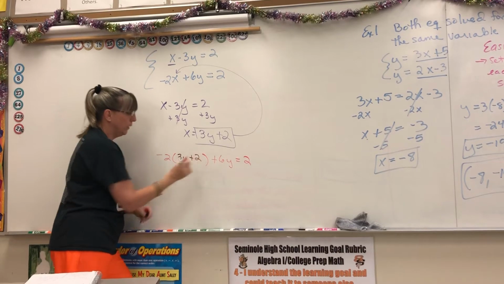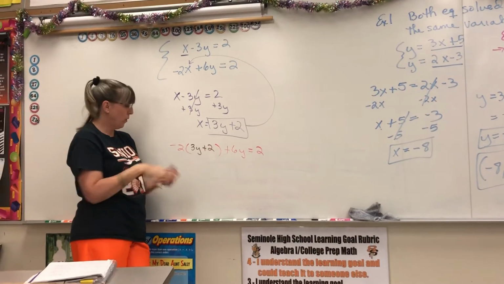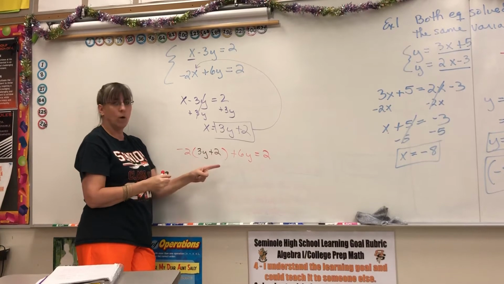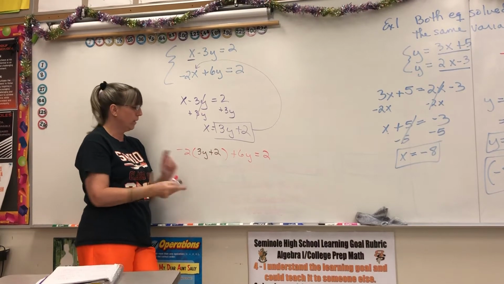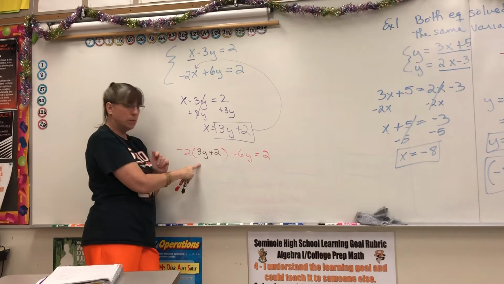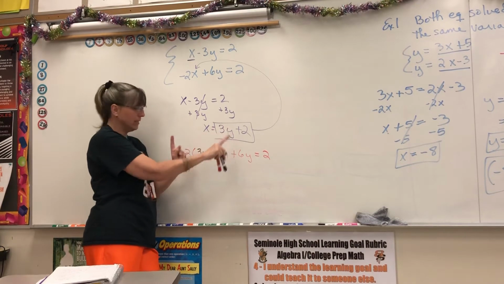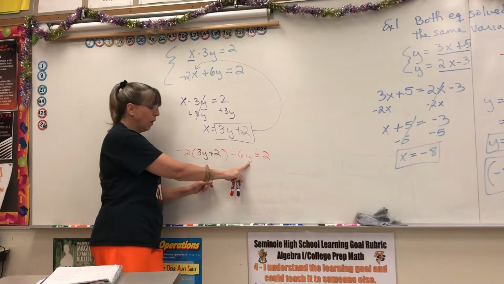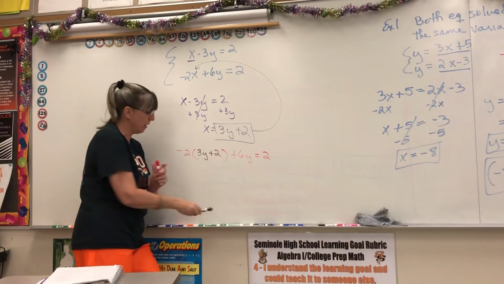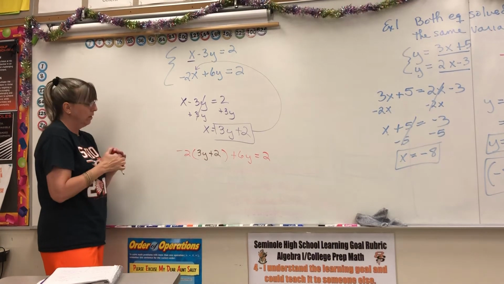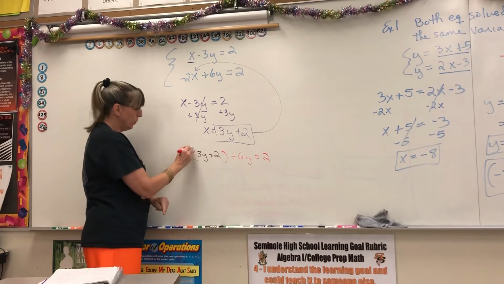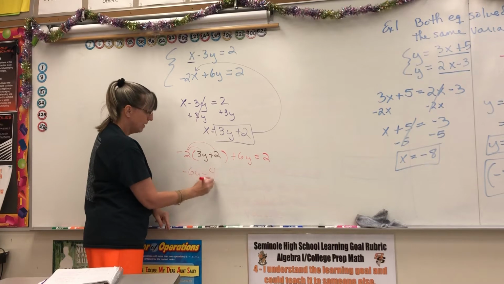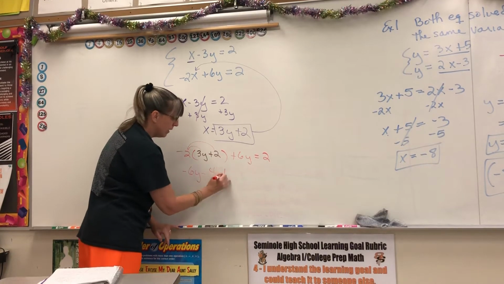3y plus 2. At this point, you should only have one variable. If you still have an x and a y, you did something wrong, okay? The reason you do the substitution is to eliminate one variable, and you're left with only one. Whether it's 2 x's or 2 y's, they should be the same, okay? Here we're going to distribute and get negative 6y minus 4, bring everything else down.